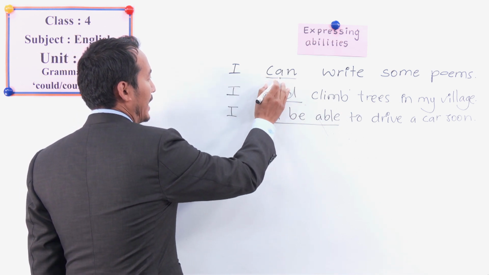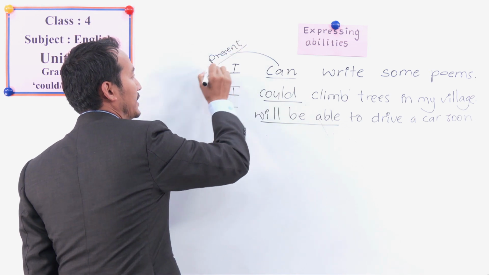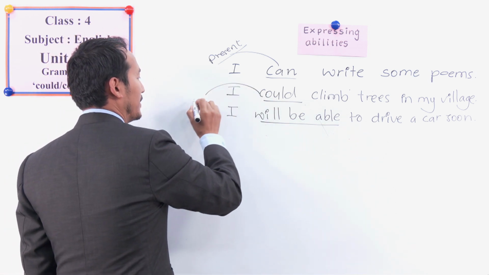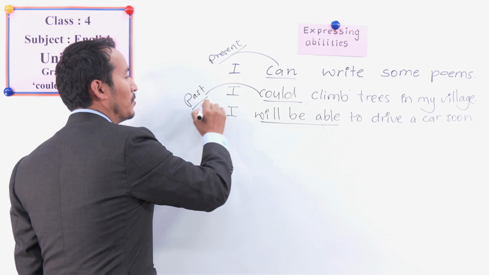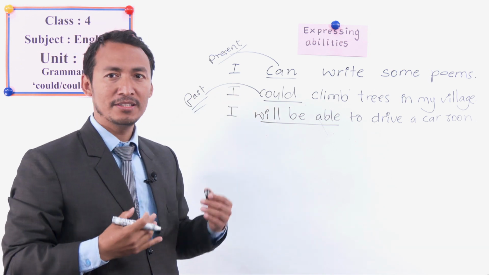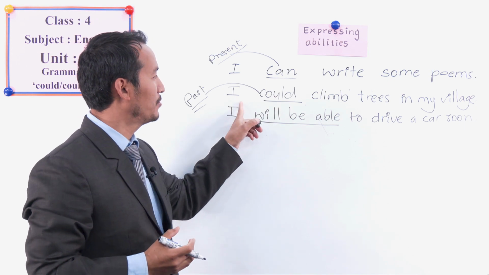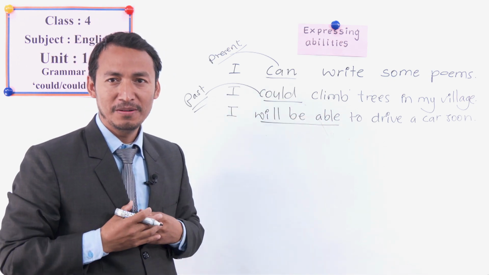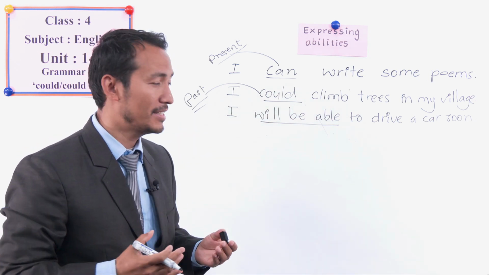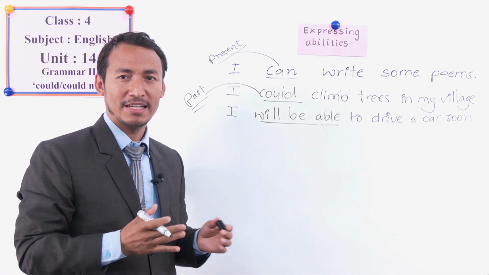I can, this one is for talking about present time. So what abilities you have right now at this time, and could is for the past abilities, what you could do. For example, let's talk about myself. I can write some poems now. I can write simple short poems right now, and I could climb trees in my village when I was small. When I was a boy or child in my hometown in the village, I could climb trees. Today I cannot because I have not practiced it.